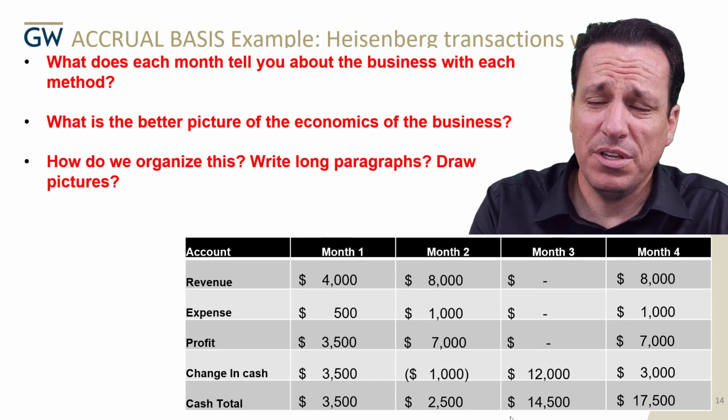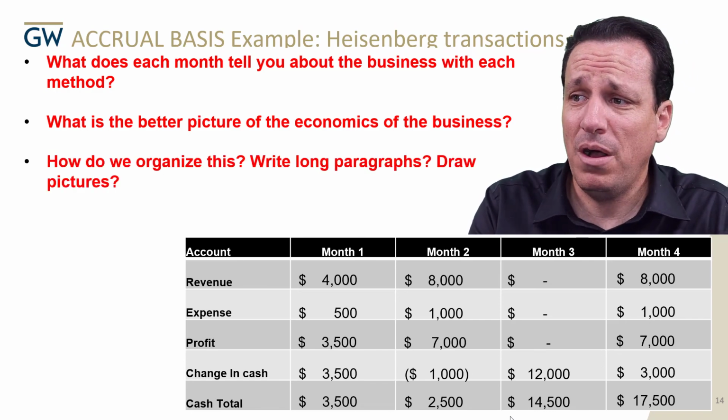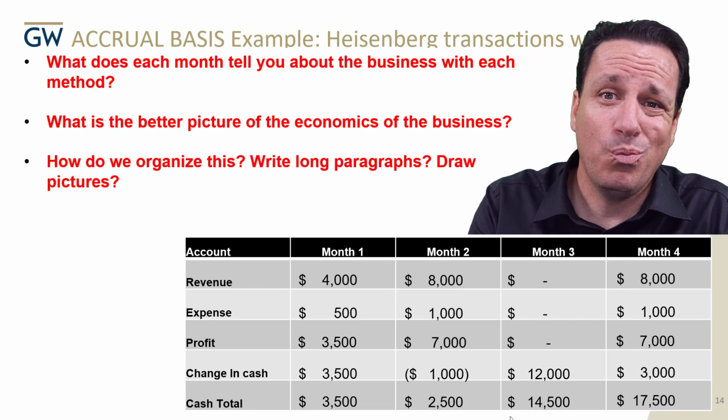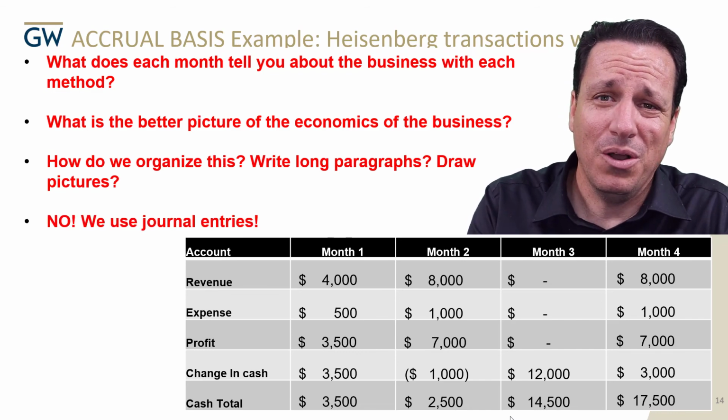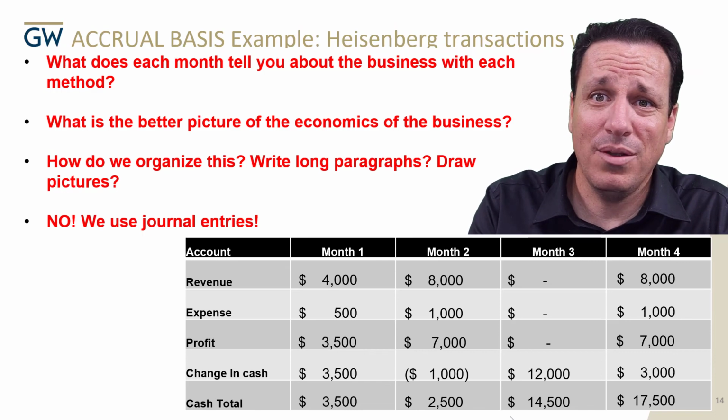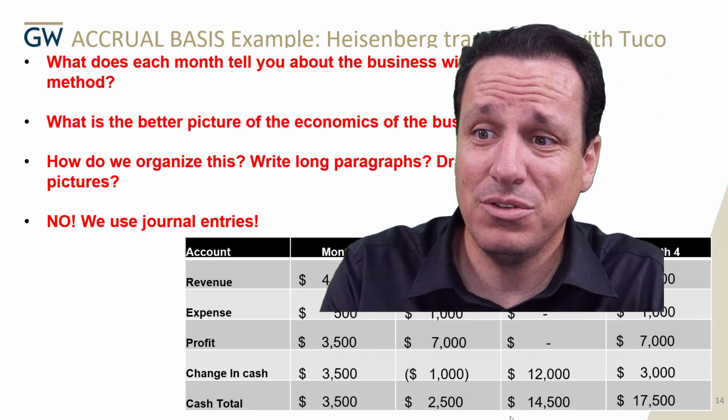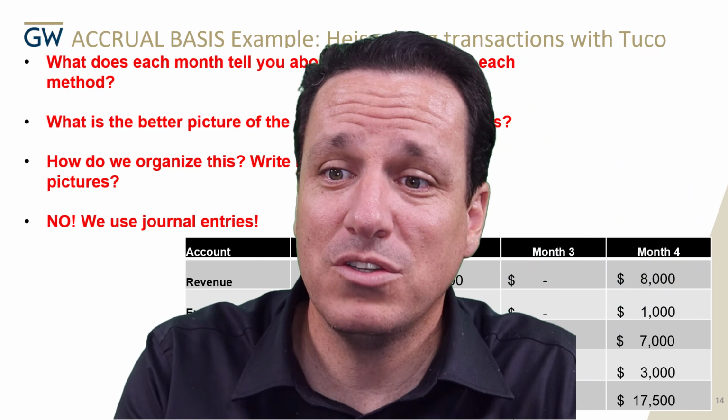We can organize this a couple different ways. We could write long paragraphs like I did above. We could draw pictures, but we're not going to do that. That's stupid. Oh, we use journal entries. So we're going to talk about journal entries in the next few videos. That's how we track the bookkeeping for this, the journal entries. And it's so tasty. It's just really neat. So I'm excited to talk to you about it.